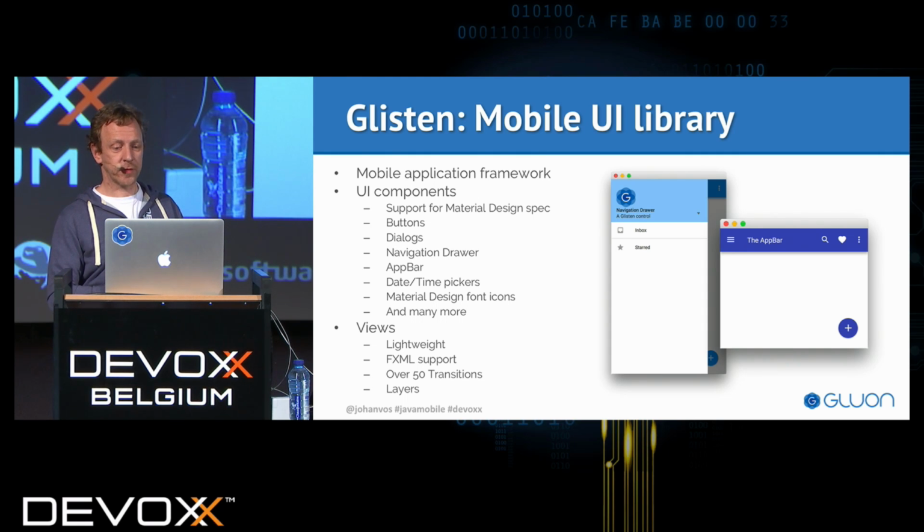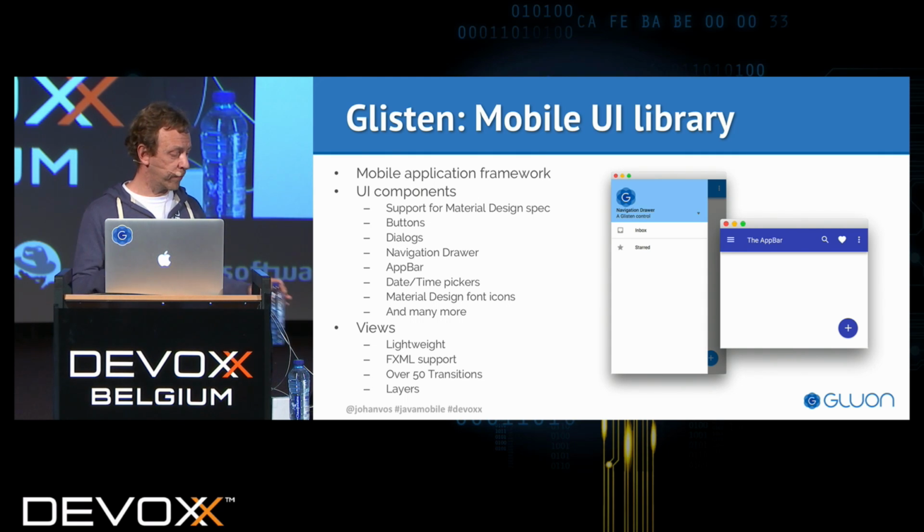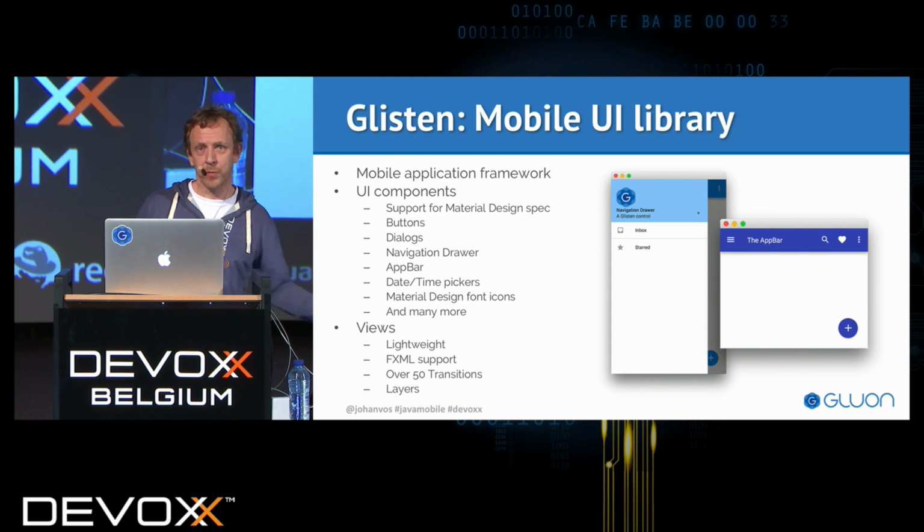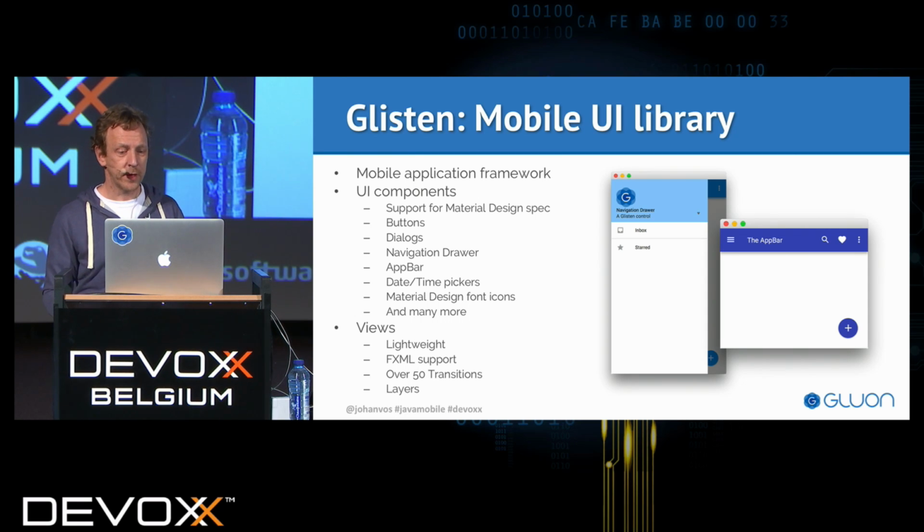We have many transitions that allow you to move from one view to another in a more or less animated way. And we support different layers. For example, a typical dialog doesn't really work on mobile, but you can add different layers there.